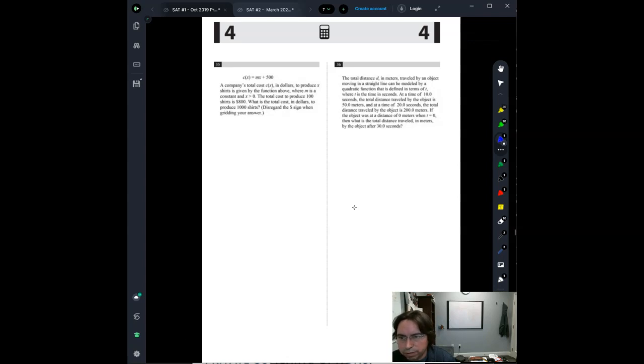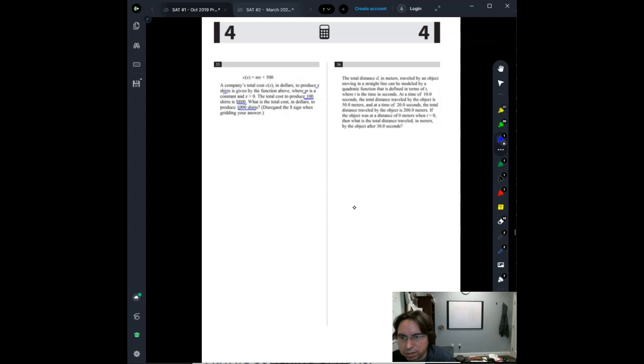Okay, let's look at number 35 here. We see we have a slope-intercept form, so total company cost C of x in dollars to produce x shirts is given by the function above, where m is a constant greater than 0. The total cost to produce 100 shirts is $800. Total cost in dollars to produce 1,000 shirts is what?